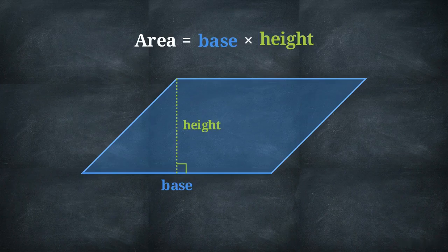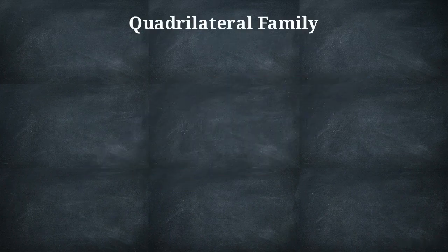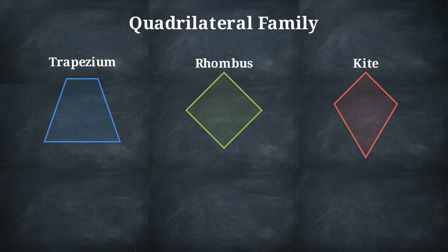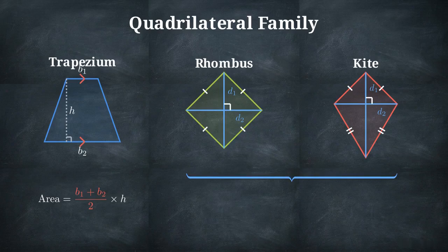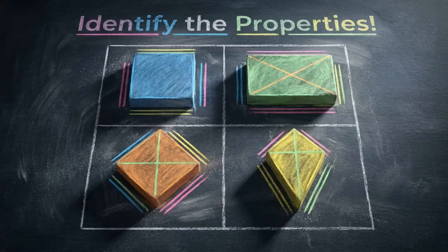The rest of the quadrilateral family is defined by their unique features. A trapezium has 1 parallel pair, requiring you to average the bases. A rhombus has 4 equal sides and perpendicular diagonals. A kite has adjacent equal sides. For the rhombus and a kite, you focus on the diagonals. The area is 1/2 their product. Recognizing these physical properties, like whether diagonals are perpendicular or sides are parallel, is the most reliable way to select the correct formula for the problem.